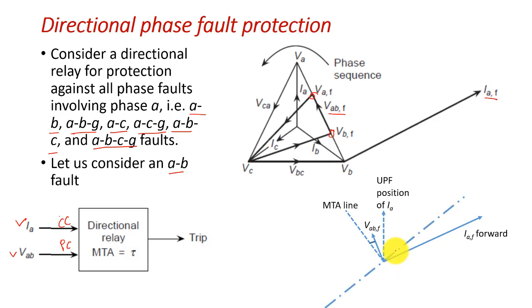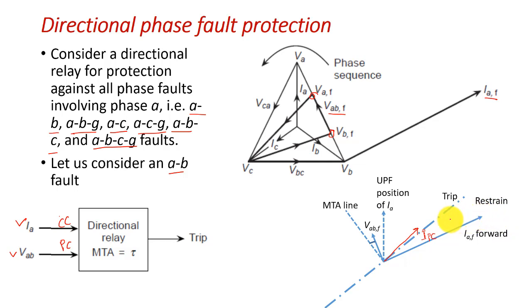Okay, so this line will be your IPC, the current flowing in the pressure coil, which will lie in this line, which makes a phase angle of 90 degrees to the MTA line, right? Now we can see here your IAF is lying outside the trip region, that is, in the restraining region, so therefore it will not trip.